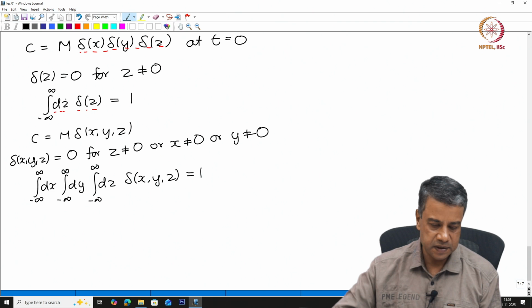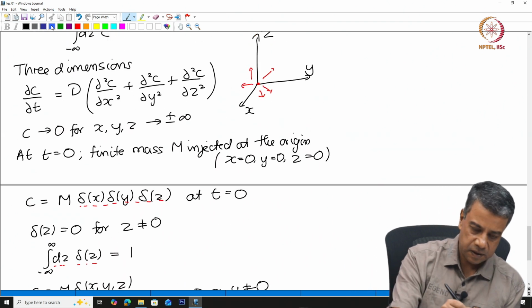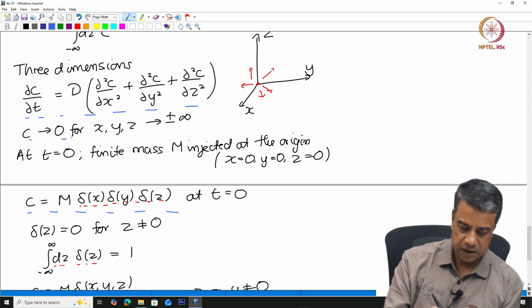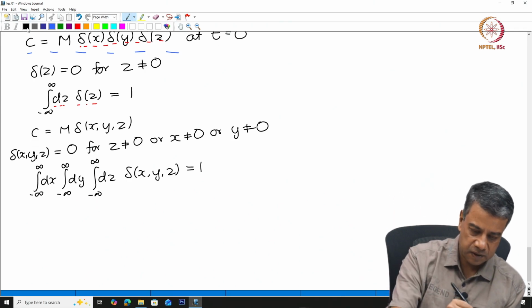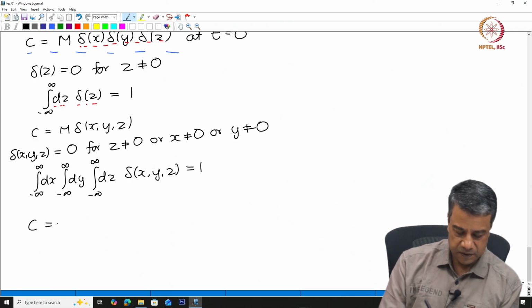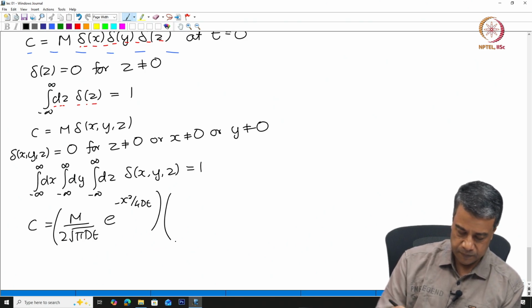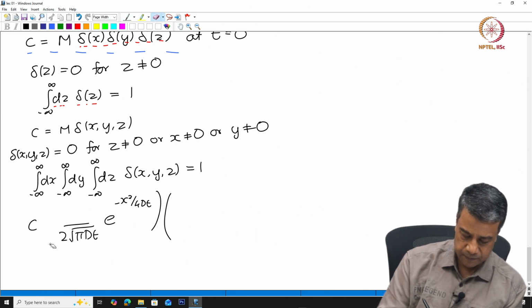So, you have to solve this differential equation, okay, in 3 dimensions subject to this initial condition and these boundary conditions. Okay. Turns out that the solution is just the product of the solutions for each of the single particles. Okay. M by 2 root pi Dt e power minus x square by 4 Dt. I should be careful here.